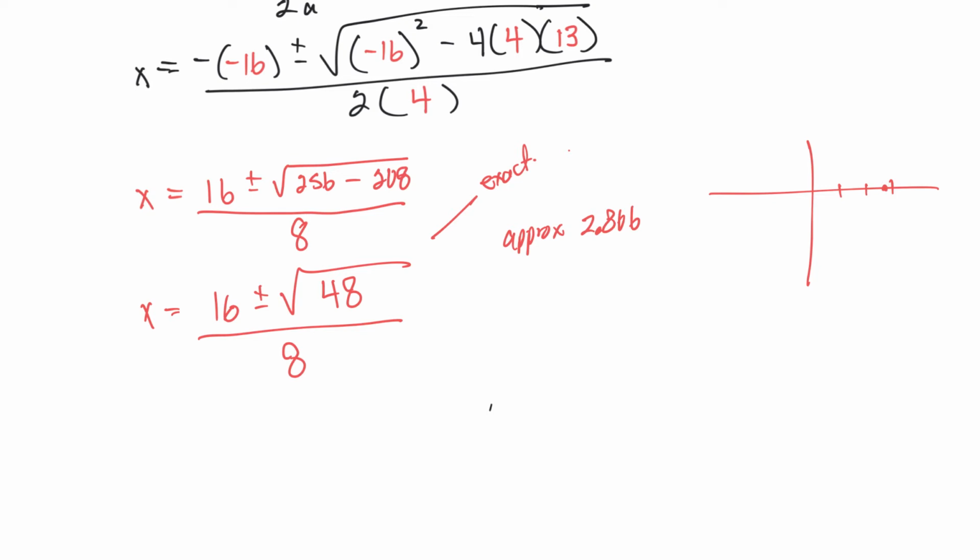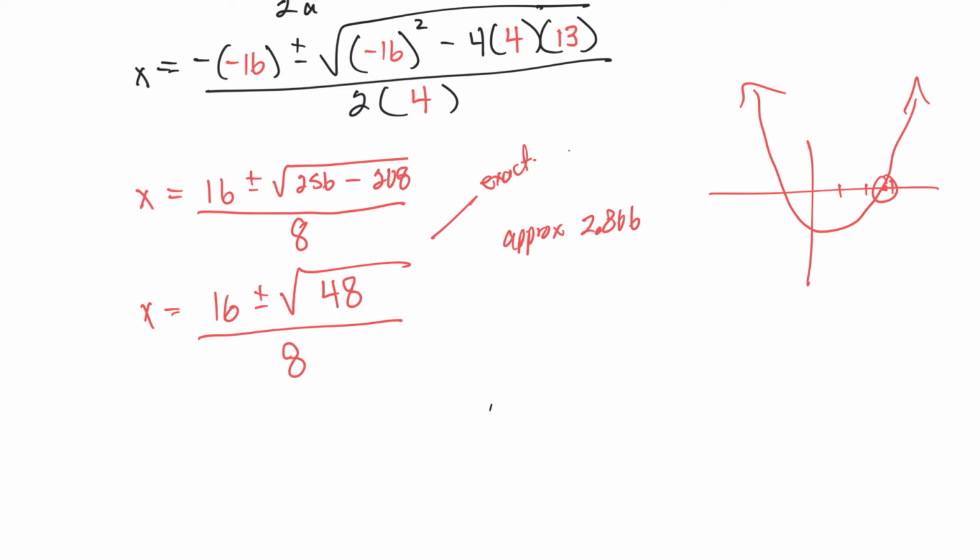And there'll also be the one with 16 minus the square root of 48 all over 8. That'll give you another point, and the graph might look something like that. It might be a little bit different, but I know it crosses there. I just didn't figure out the other one.